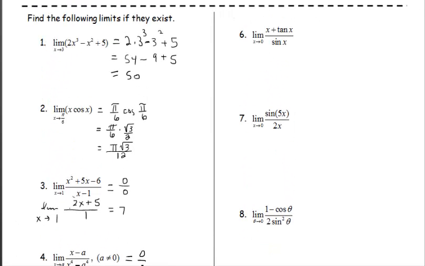All right, for number 6, let's evaluate the limit at x equals 0. So that would be 0 plus the tangent of 0, which I know is 0, over the sine of 0, which is also 0. So this is indeterminate. Let's use L'Hopital's rule, because notice I can't factor anything. I mean, I could break this apart.